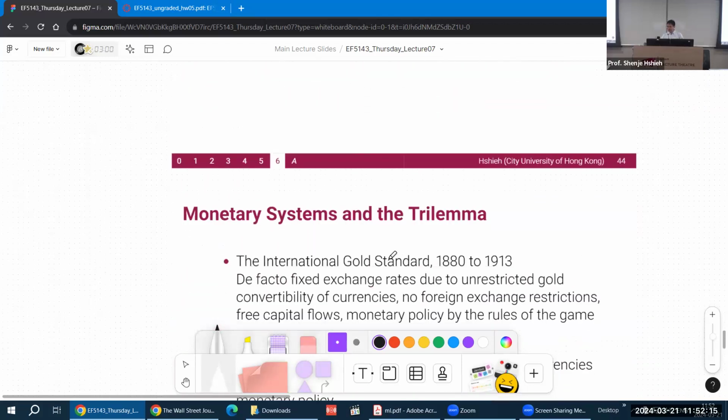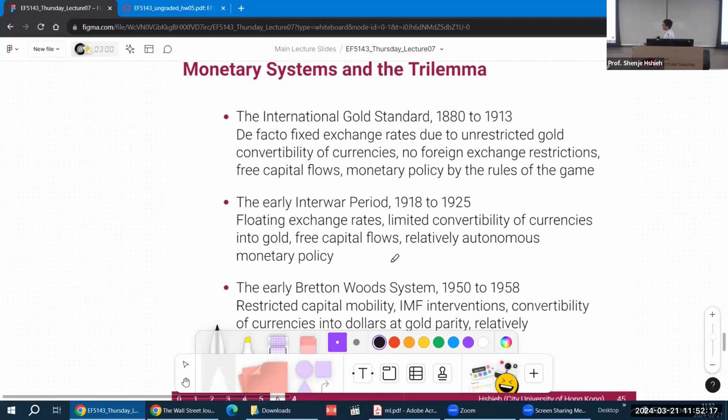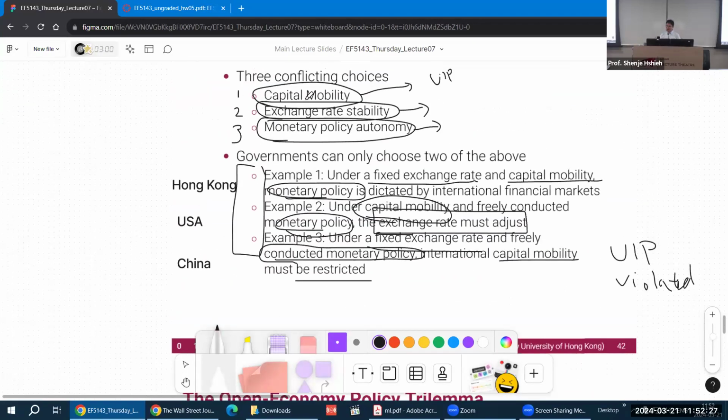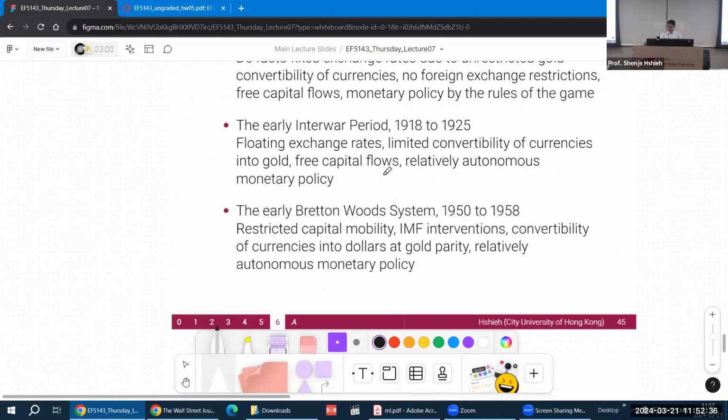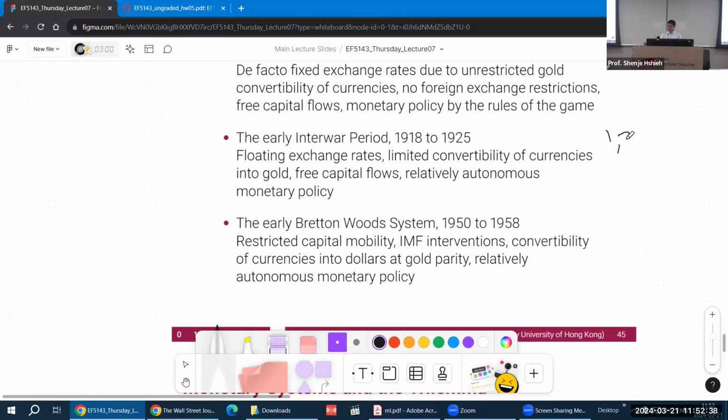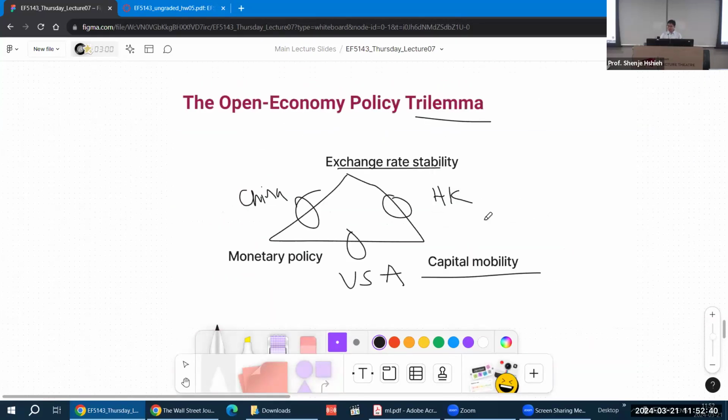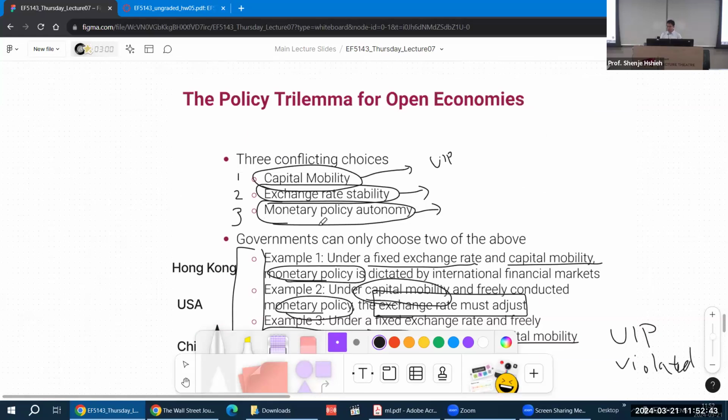And so throughout history, we had different combinations of 1, 2, and 3, right? So under the international gold standard, we have 1 and 2. So what's 1 and 2? 1 and 2 is capital mobility and exchange rate stability because we have pegged exchange rates, but people can move gold however they want. Under the interwar period, we had 1 and 3. So 1 and 3 is monetary policy autonomy, capital mobility, but no exchange rate stability.